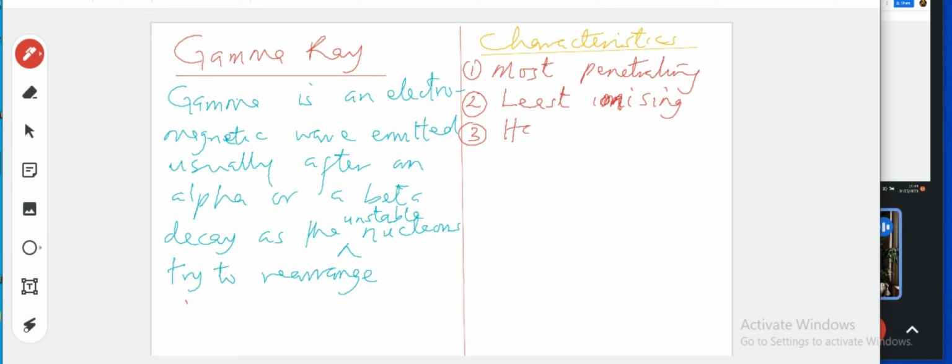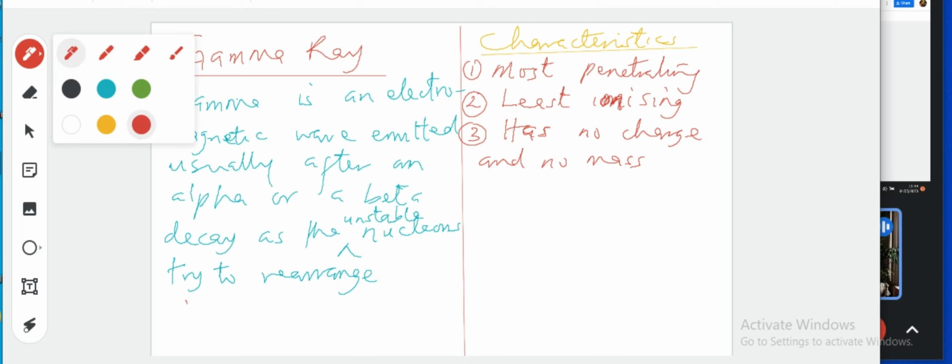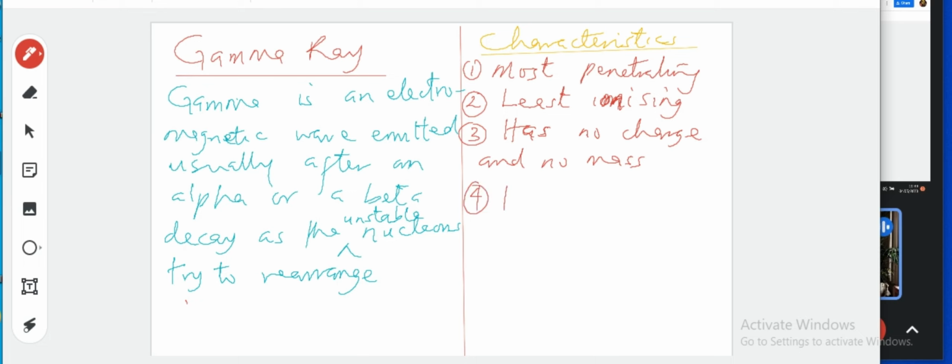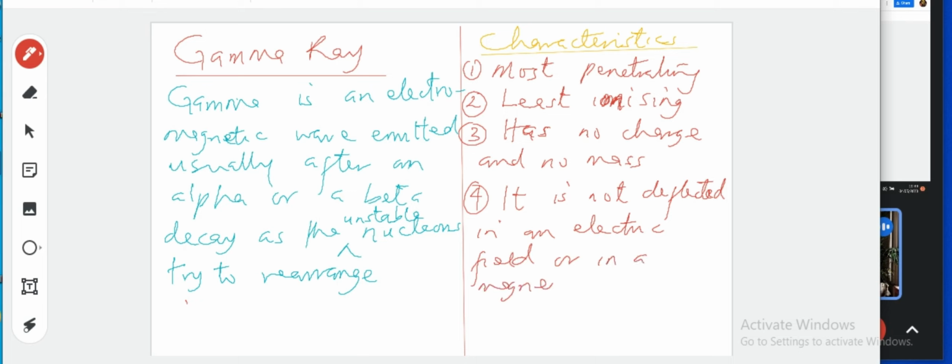Has no charge and has no mass, though at the level of atomic physics, you can think of it as having a mass. Number 4, it has no charge, so it is not deflected in an electric field or in a magnetic field. It is not deflected at all.